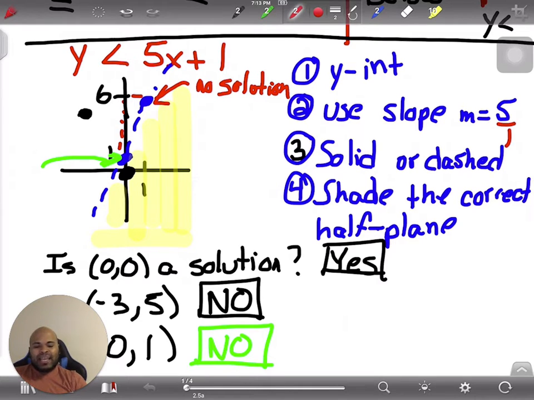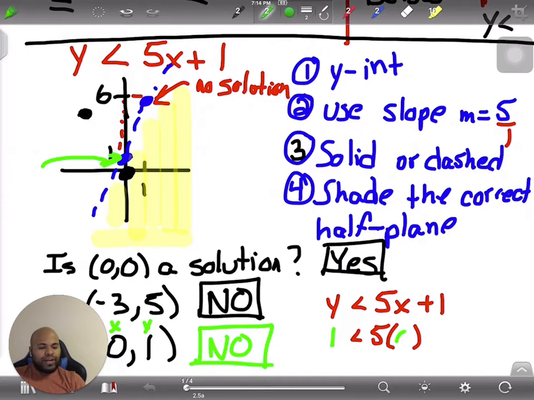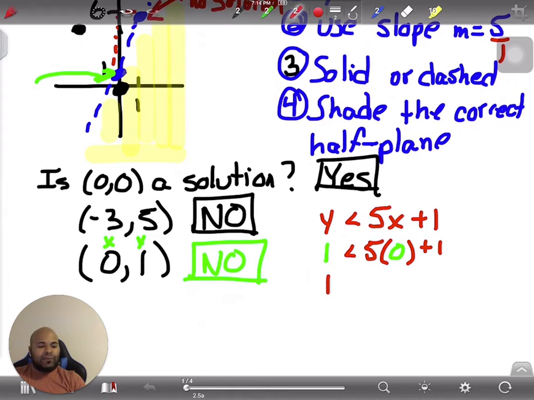See, if I take x and y and replace them in my inequality, y is less than 5x plus 1, I'm going to substitute. This is x and this is y. I'm going to plug in 1 for y and 0 for x. The moment I do that and simplify, I get that 1 is less than 5 times 0, which is just 0, plus 1. Is this a true statement? Is 1 less than 1?